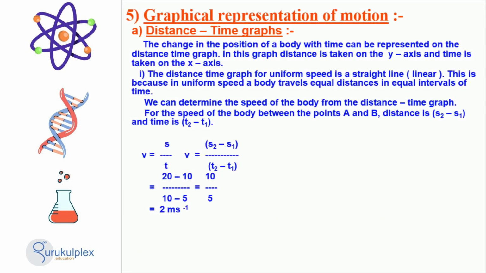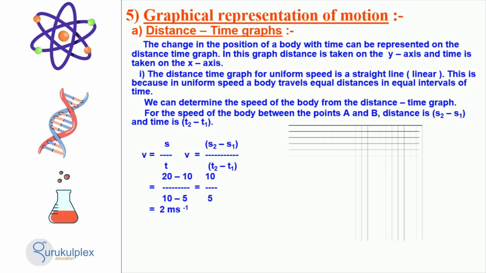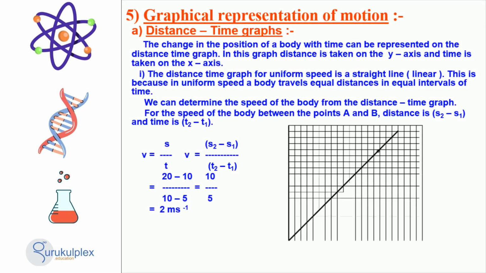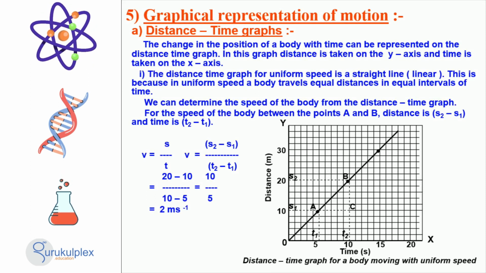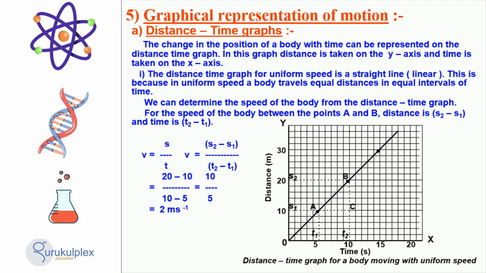Graphical representation of motion displays the movement of an object through distance and time. The distance and time can be plotted on a graph to present the change in the position of the body. For a body moving with uniform speed, the distance-time graph is a straight line. This is due to the object traveling equal distances in equal intervals of time with uniform speed.